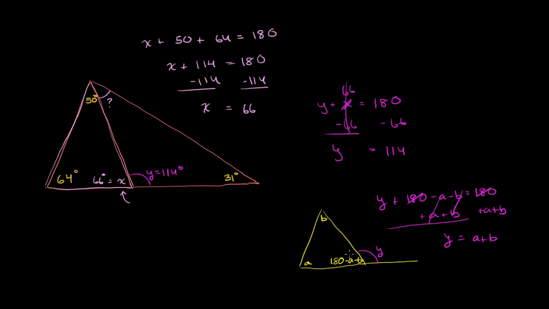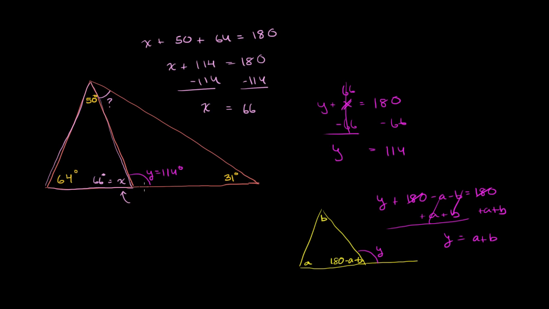So this is just a general property. You can just reason it through yourself with the sum of the measures of the angles inside of a triangle adding up to 180 degrees, and then you have supplementary angles right over here. Or you could just say, look, the exterior angle is equal to the sum of the remote interior angles. That's just a little terminology you'd see there. So y is equal to a plus b. 114 degrees, we've already shown to ourselves, is equal to 64 plus 50 degrees.